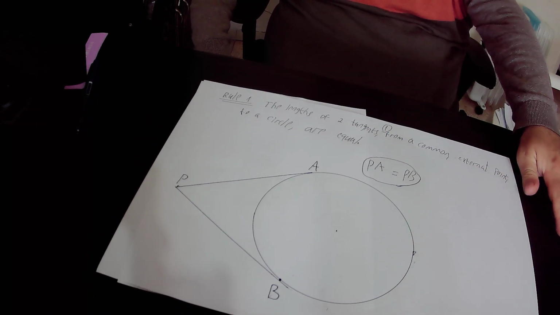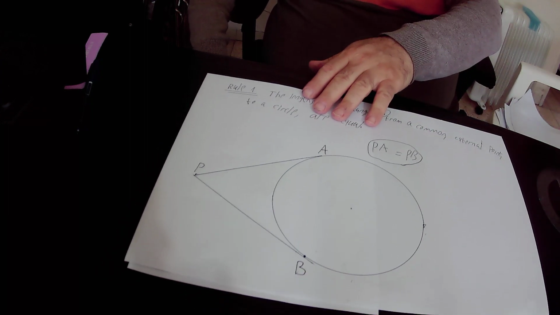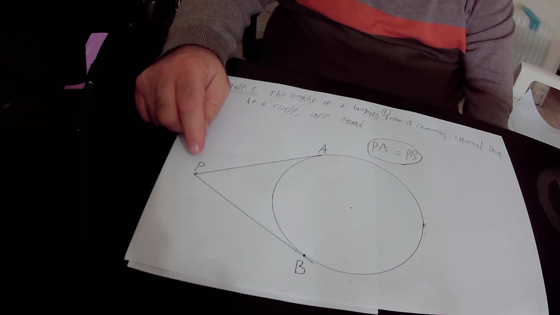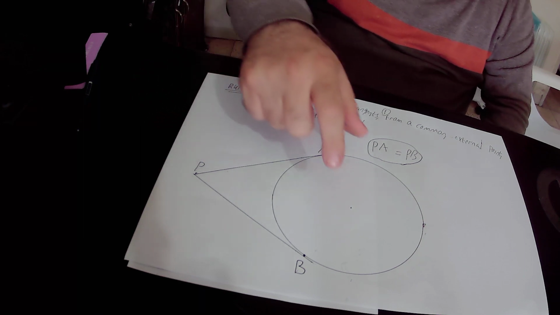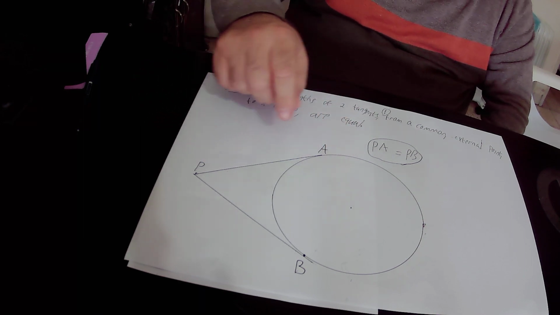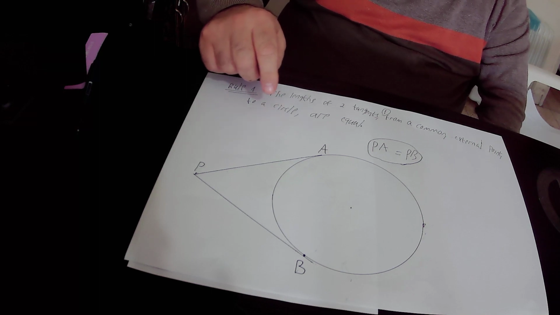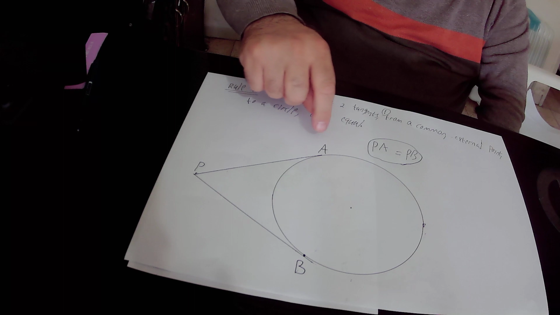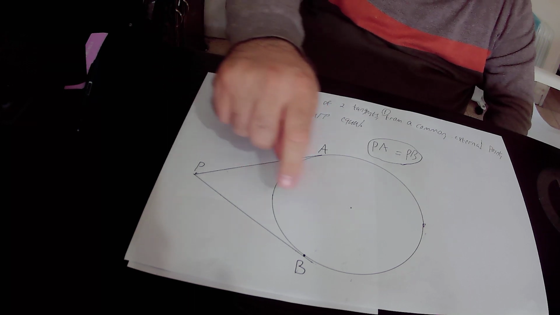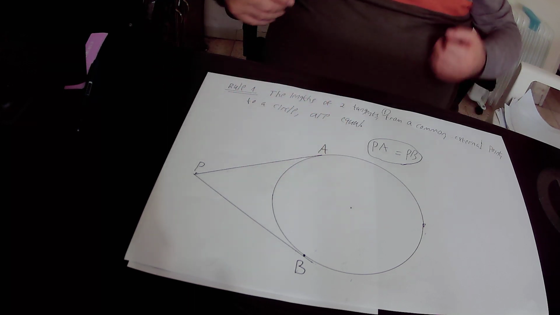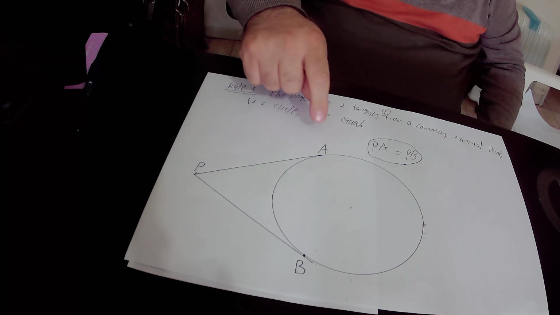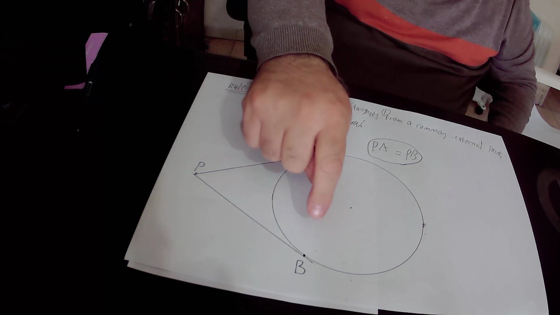So here we have this circle, and we have point P. Point P is an external point in relation to this circle, and from point P we draw two tangents to this circle. The first tangent is tangent PA, and the second tangent is tangent PB. And according to rule number 1, the length of the first tangent is PA, and the length of the second tangent is PB.